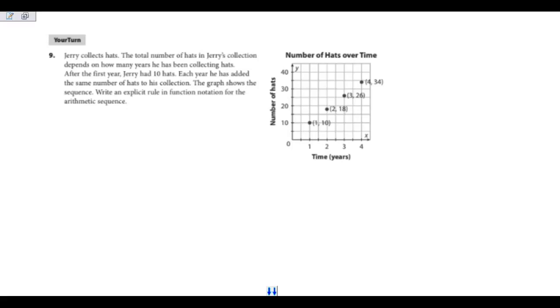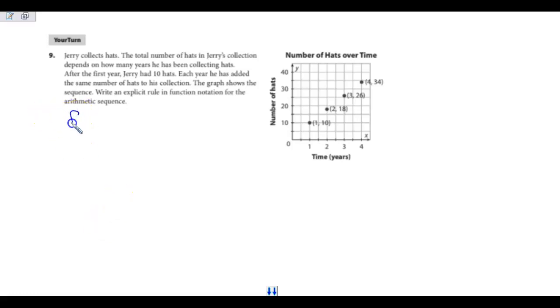Okay, we're going to do the your turn number 9. Jerry collects hats. The total number of hats in Jerry's collection depends on how many years he's been collecting hats. After the first year, Jerry had 10 hats. Each year, he has added the same number of hats to his collection. The graph shows the sequence. Write the explicit rule in function notation for the arithmetic sequence.